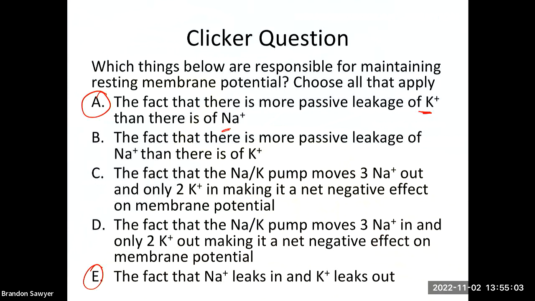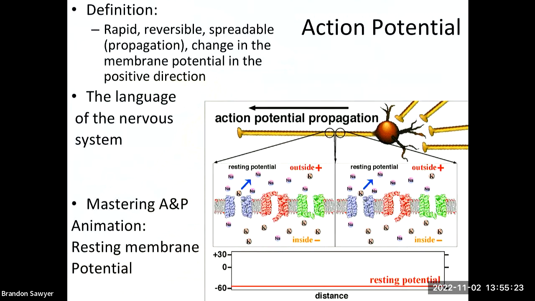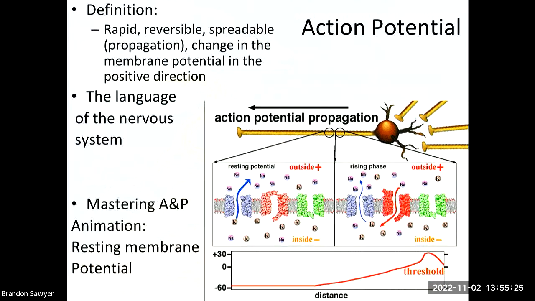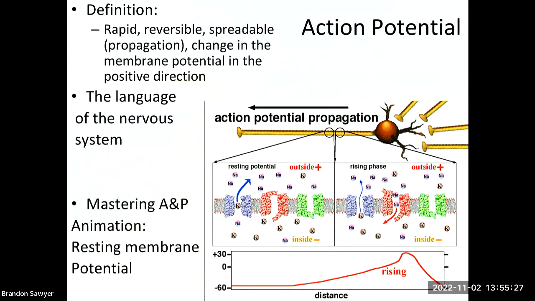And then C, the fact that the sodium potassium pump moves 3 sodiums out and 2 potassiums in, making it a net negative effect every time it pumps, right? So those 3 factors are the 3 key factors that dictate resting membrane potential. Okay. All right. Questions on any of that so far? Okay, so we'll get into more of this later.